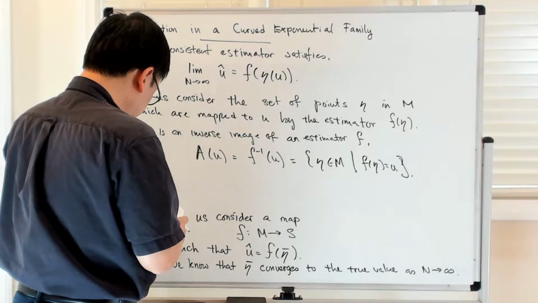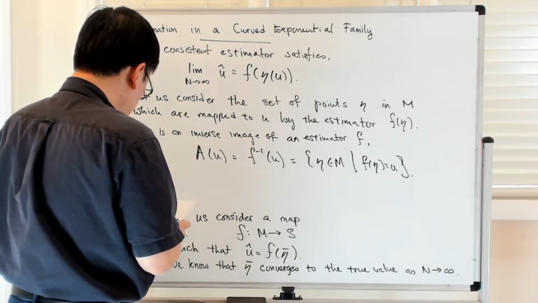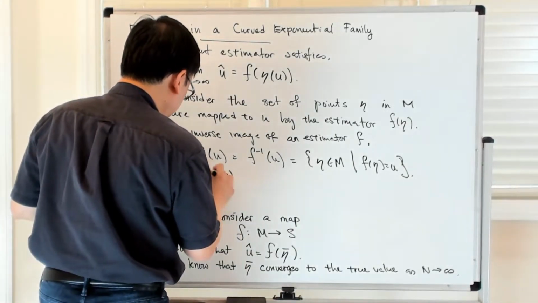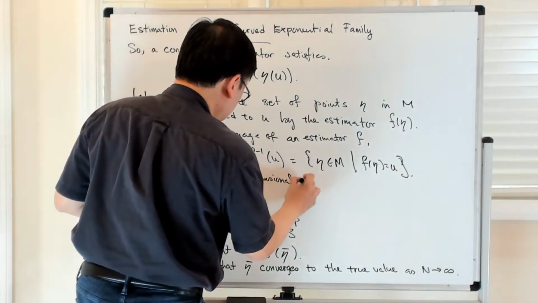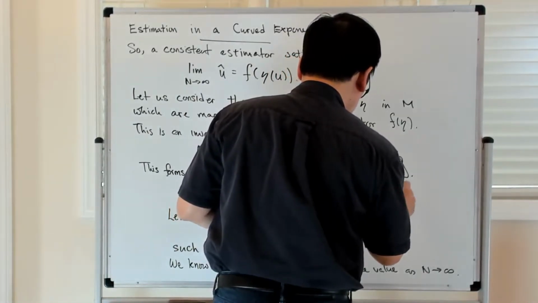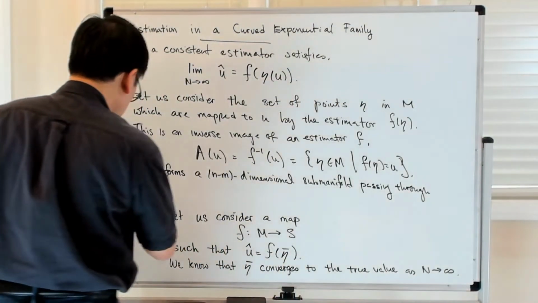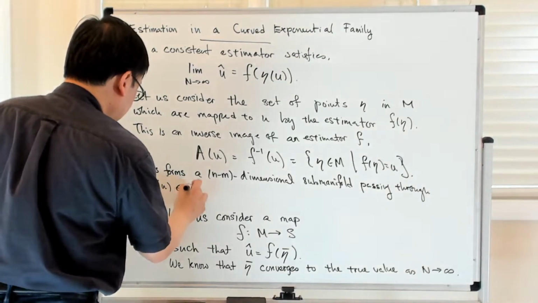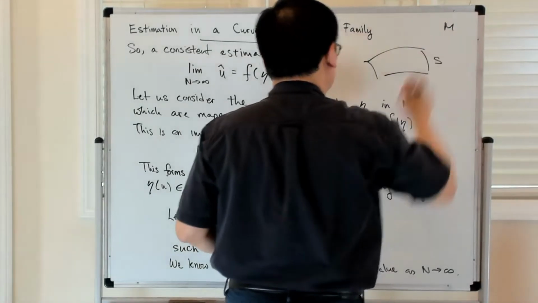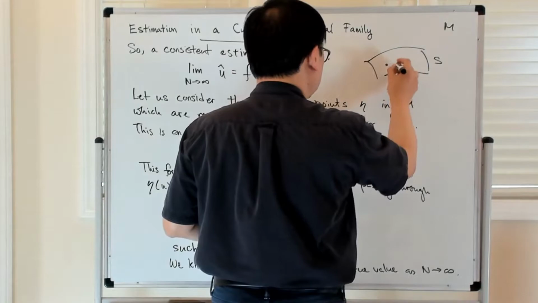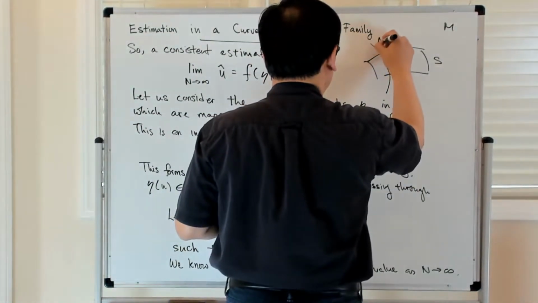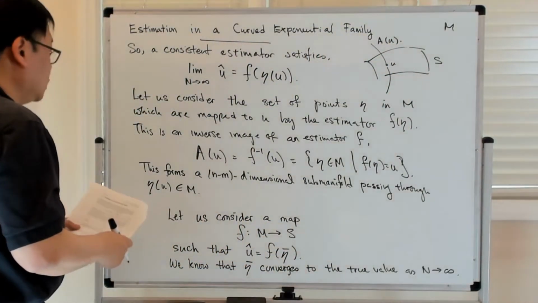I should probably say what the dimension of this is. So this forms a sort of n minus m dimensional submanifold passing through eta of U, which is in M. Okay, so the picture to keep in the back of your mind is that you have some submanifold S, which is contained in M, and then for every point on S, there is a fiber, if you will, which is the pre-image of that point.